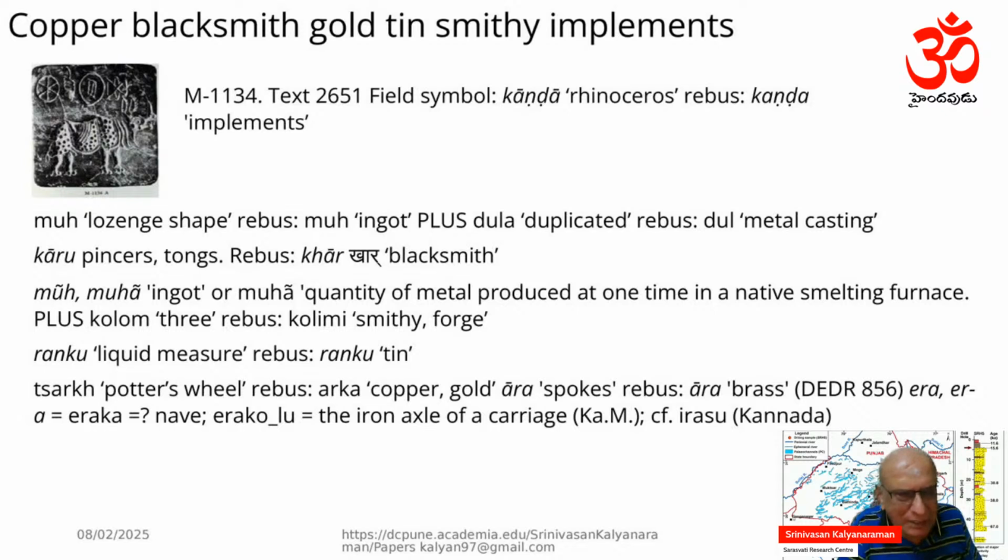Now we see the rhinoceros, another seal, M1134. Field symbol is Kanda. Rhinoceros, Kanda is implements. Then each of these words can be read. The large shape can be like an ingot shape, can be represented as ingot. They are duplicated, they will be metal casting.